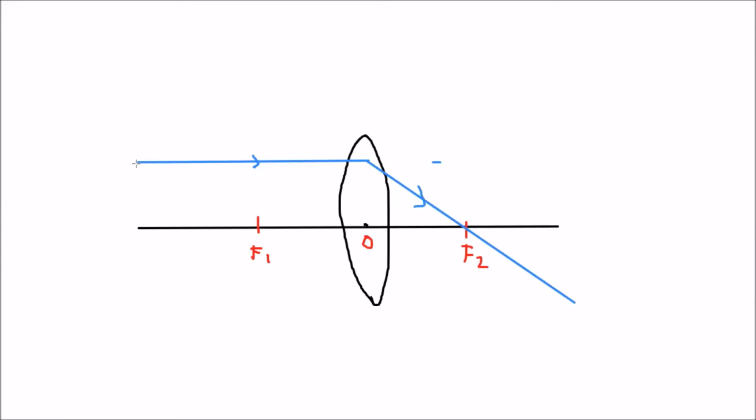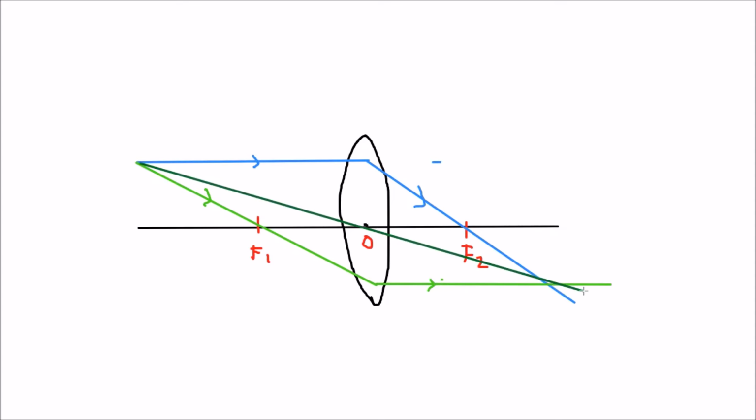I'll draw rule 2 with the help of yellow color. Rule 2 goes like this: a ray which is passing through focus, after refraction goes parallel. So you can see this is rule 2. And rule 3, I will draw with the help of green color. A ray which passes through the optical center passes as it is. You can see here, this is rule 3. So these are all the three rules on one screen.